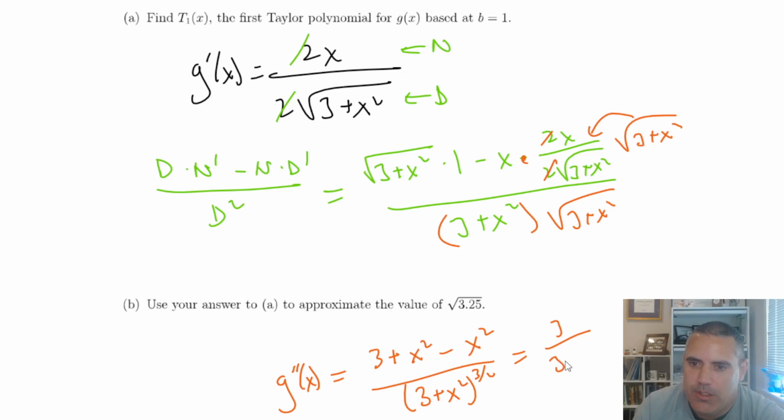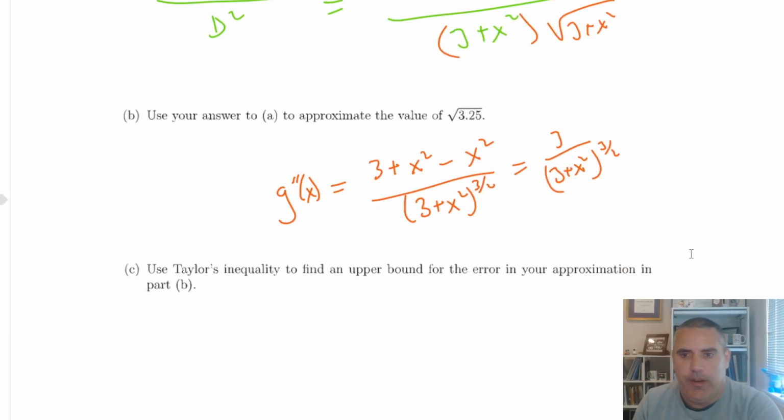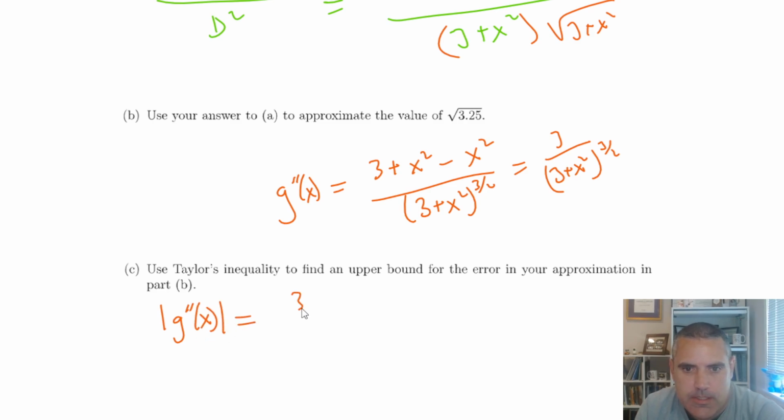Okay, 3 plus x squared to the 3 halves. Whew! That would have been a challenge, but you would have had to do it. You had to buckle up. All right, so now we're trying to give an upper bound. We're trying to use Taylor's inequality, and so we have g double prime is this. And we're going to have to think about the biggest this can be on the interval in question.